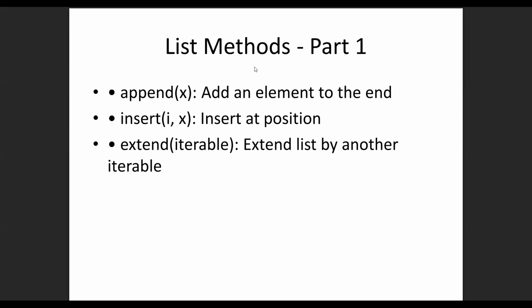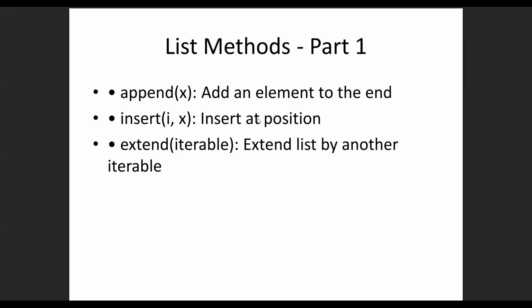First one, the append method, append of x. What does this append do? It will add an element to the end. So if we want to add an element to the end of the list, we have to use the append function. This append method will add an element to the end of the list.